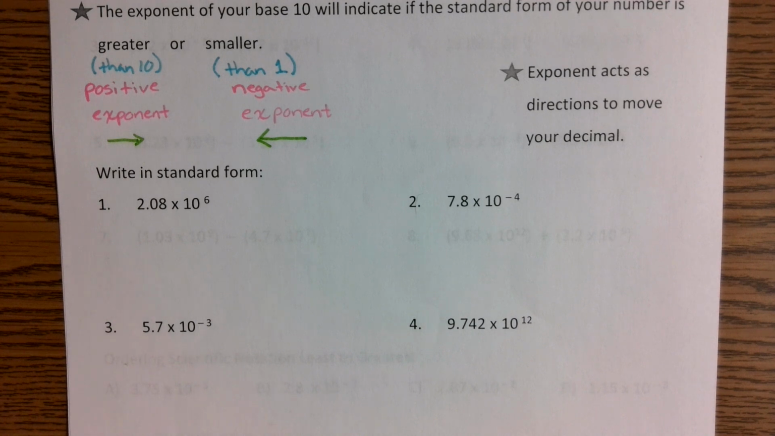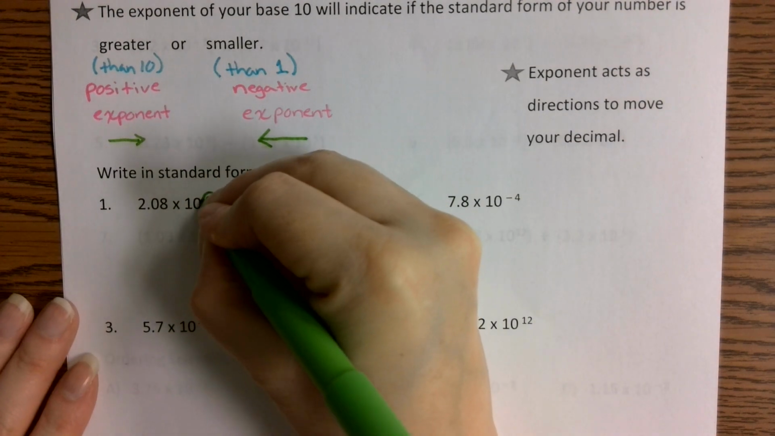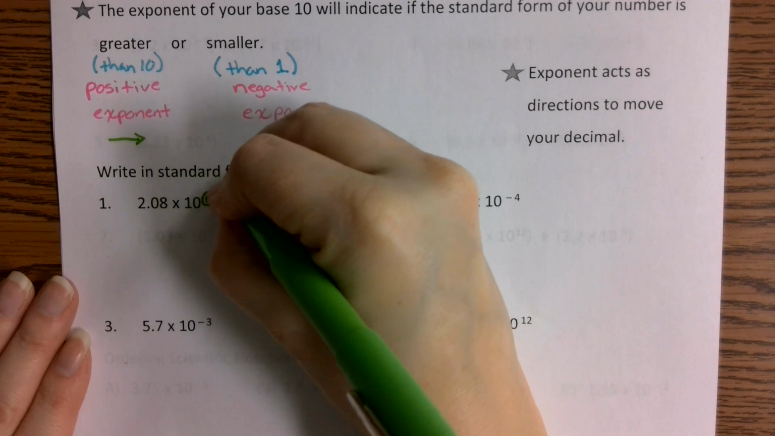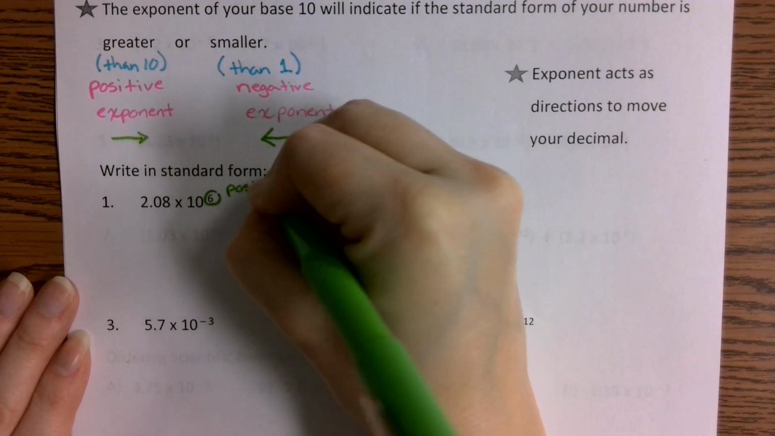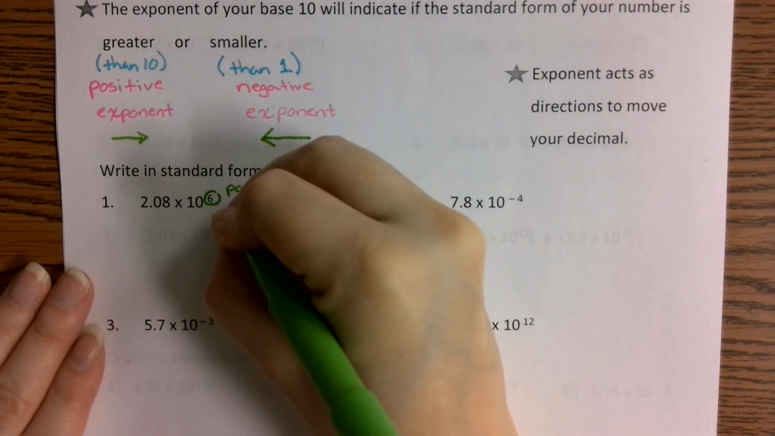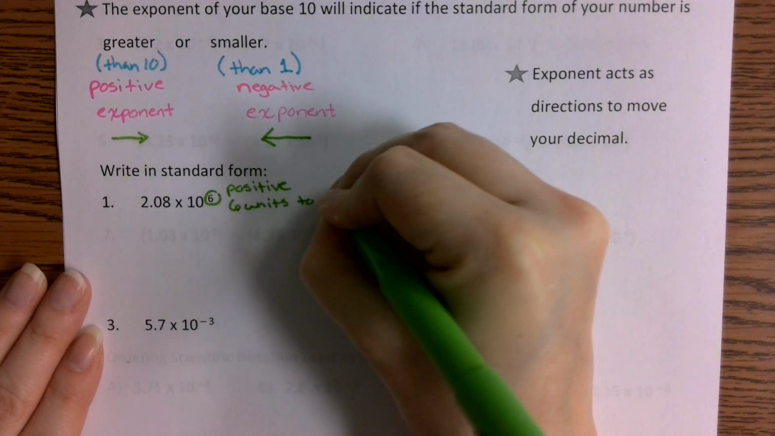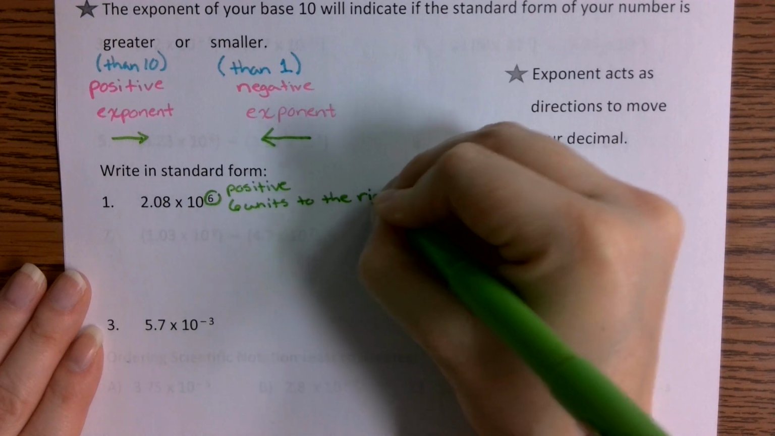So when we are translating these into standard form, we're going to take a look at what the exponent is. The exponent is going to give us that direction. Right now, this exponent happens to be positive. Since this is a positive, that means we're going to move 6 units to the right.